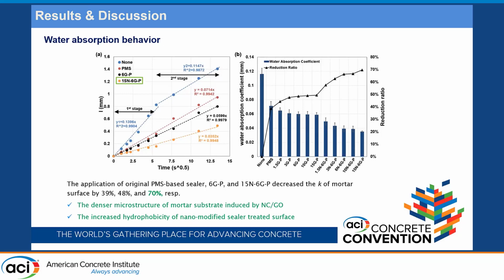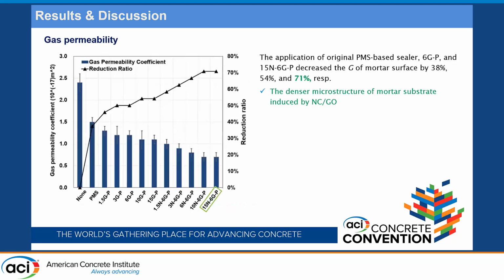So for this decrease, we attribute it to two reasons. The first one is that the surface changed. The more hydrophobic the surface, the less water absorbed. And then the pore structure was blocked by these nanomaterials, which made it harder to absorb water. The result of gas permeability is similar to the water contact angle and water absorption behavior. The main reason might be that the nanomaterials or their hydration products block the pores.